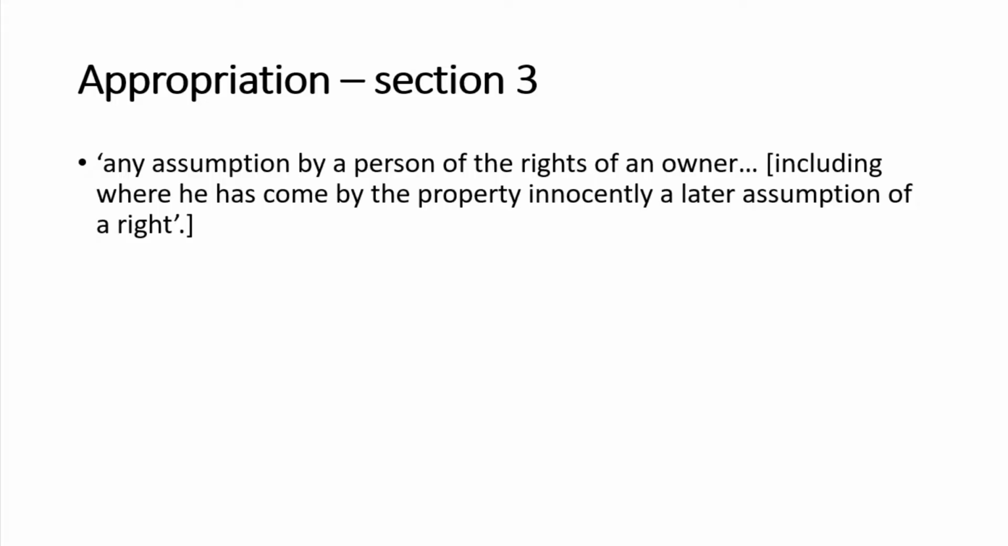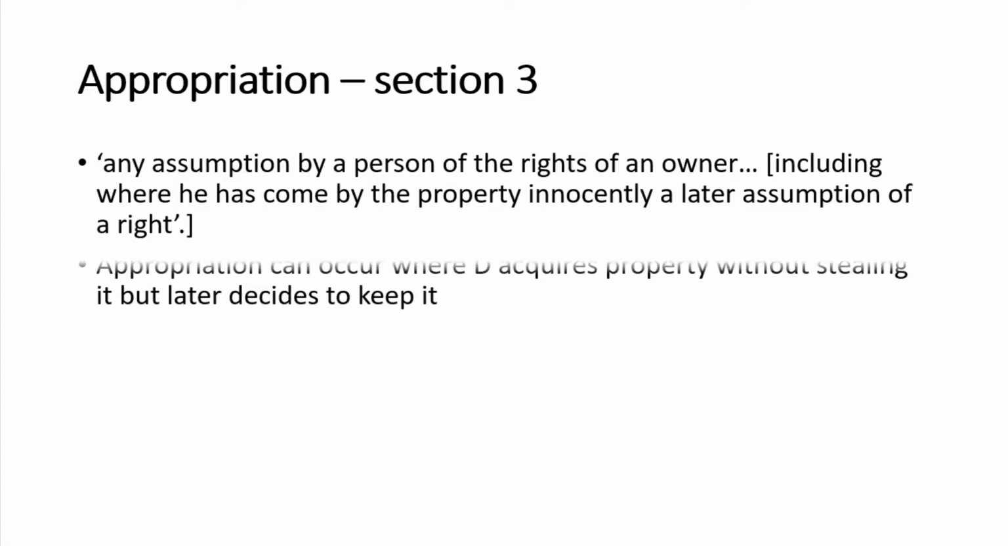And if you look at the words in square brackets, including where he has come by the property innocently, a later assumption of a right, this covers the situation where you acquire the property without stealing it, but then you later decide to keep it. This covers things like maybe borrowing a book from the library. So when you first get it, you're not stealing it, but then you later decide to keep it. And that is an appropriation at that point.